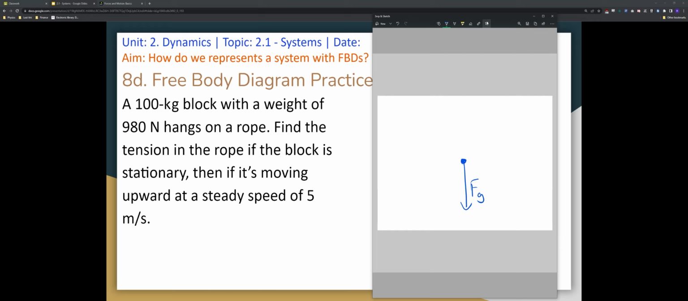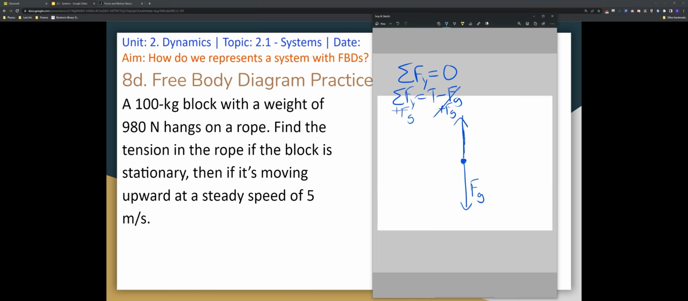Again, your object is in equilibrium, which means that my net force in the y direction is 0. Find the tension in the rope. So if your net force here is 0, you have your tension minus your force due to gravity. You add force due to gravity on both sides, right?